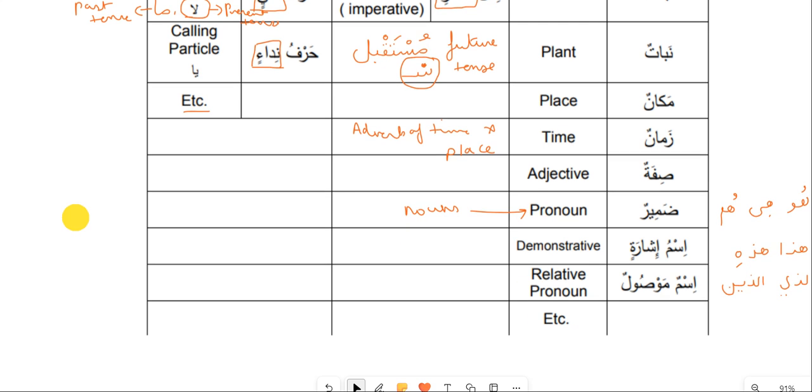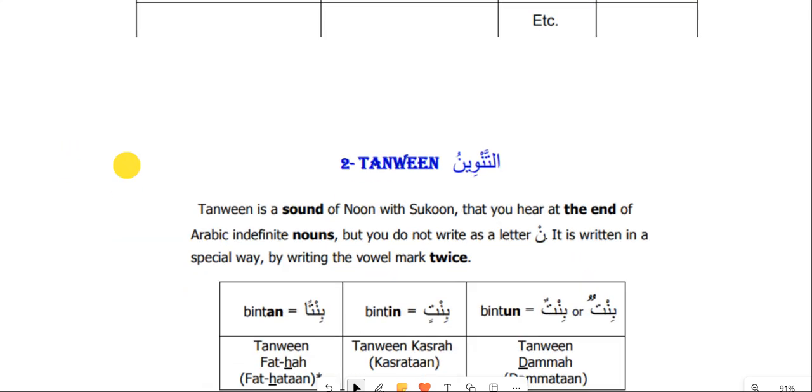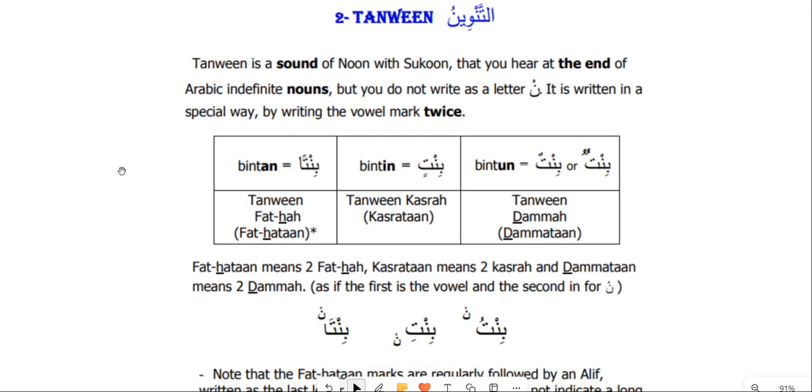So this is the most important about the Arabic terms. Now we will do the second topic, the Tanween. What do you understand by the word Tanween? Tanween is basically known as the double harakas. For example, we have the fathatain, the kasratain, and the dammatain. So when you see these double harakas, know that it's called Tanween. I will be using this term very often. And the sound of Tanween is noon with sukun.